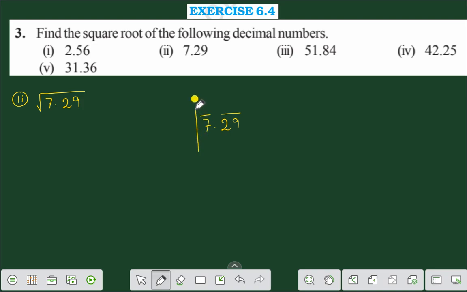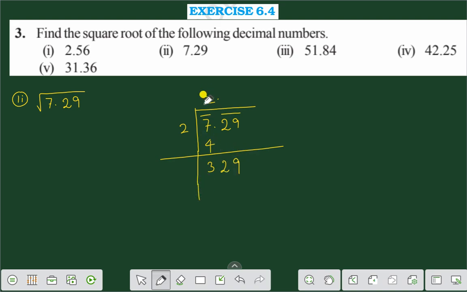This is 7. That means you have to divide it by 2. 2 2 is 4. 7 minus 4 is 3. The point is there, so give the point here. And 2 9 will come down.